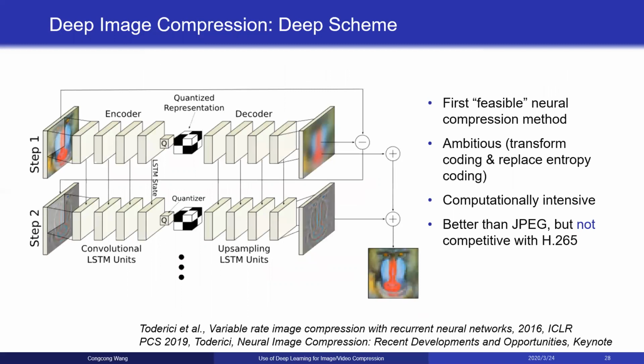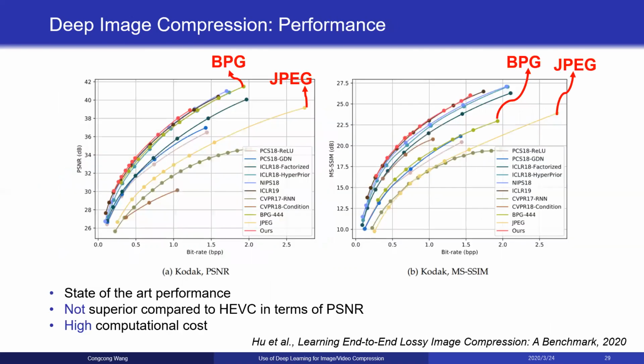An interesting work was proposed in 2016 by researchers from Google. The input image is encoded by a CNN, and after a quantizer, the signal is sent for storage and transmission directly. No entropy coding is used here. This is a very interesting trial, but the method is computationally intensive, and the result is not comparable with H265. So after several years of development, how is the result now?